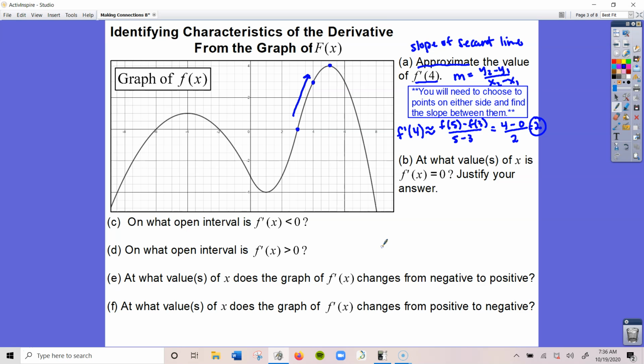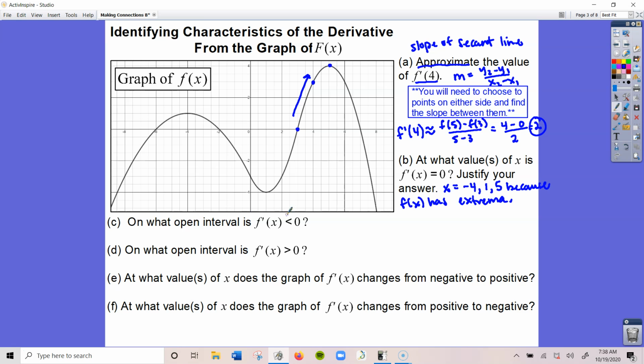Now, at what values of x is f prime of x equal to 0, and then we're going to justify. Remember that we're looking at the graph of the function, and the derivative is equal to 0 where you have extrema. So our derivative will equal 0 when x is equal to negative 4, 1, and 5. And this is because f of x has extrema at those x values.